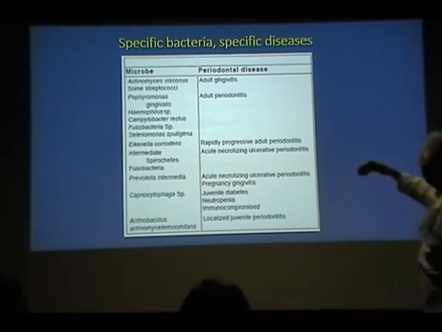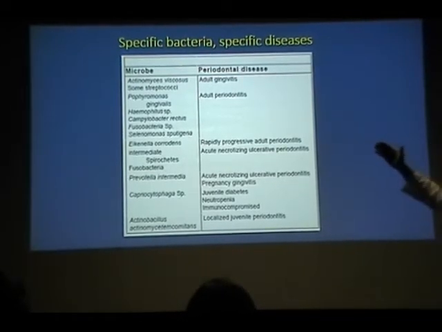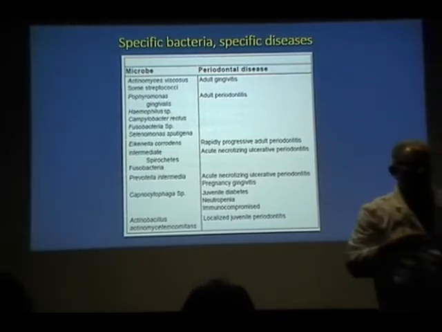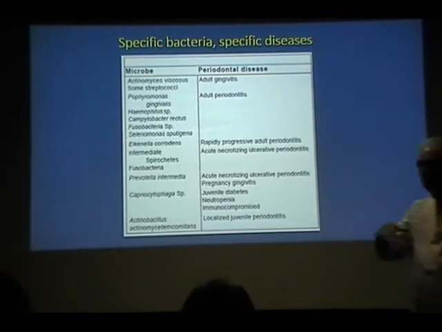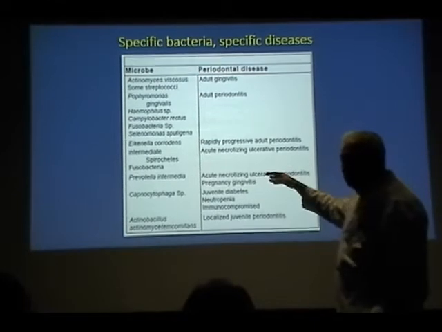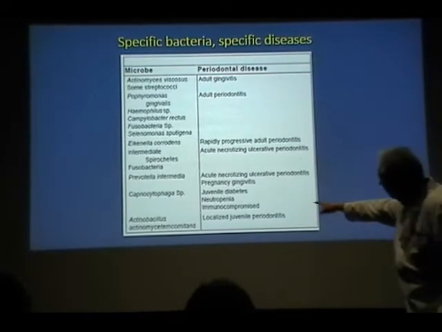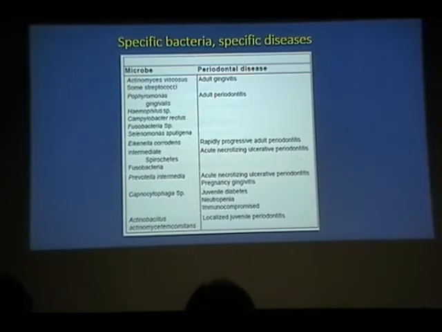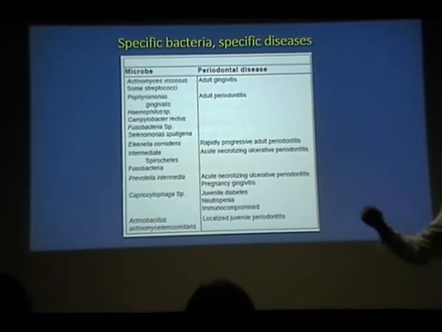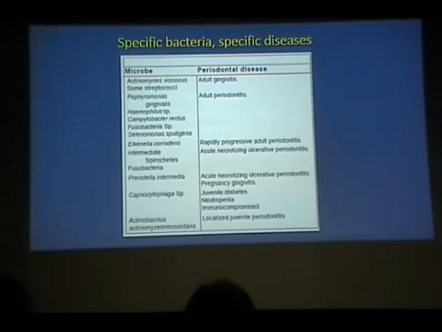Okay? Now, today, I wouldn't go so far as to say if Actinomyces viscosus is there at high levels, you're going to have gingivitis. It's a lot more complex than that. But if you look at AA, localized juvenile periodontitis, that is definitive. And that's why I'm going to stress that particular organism.